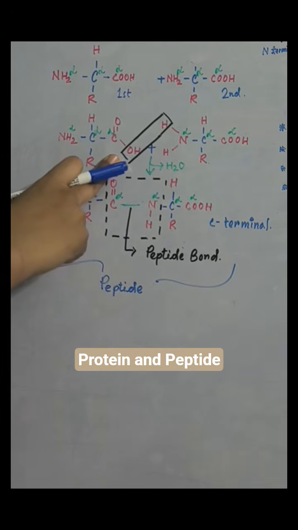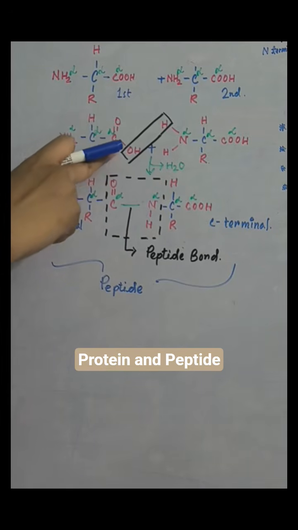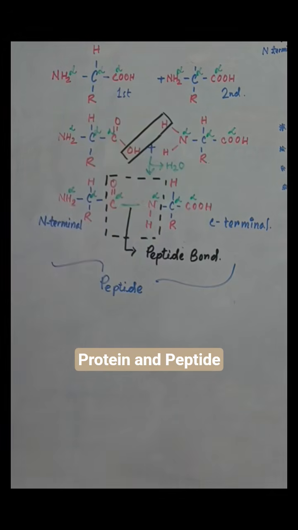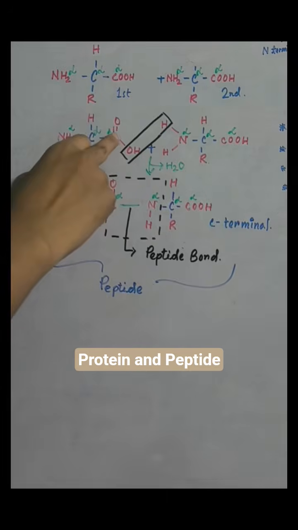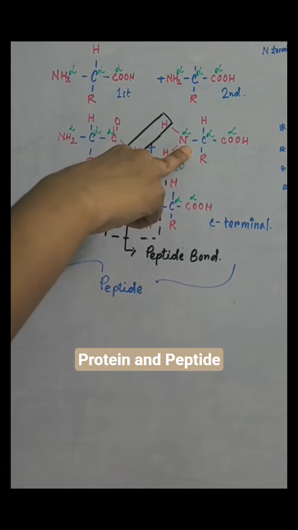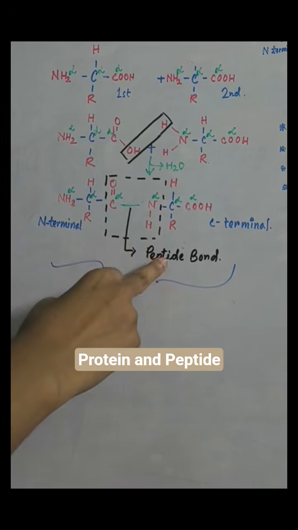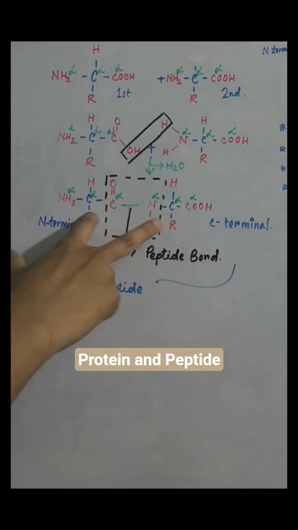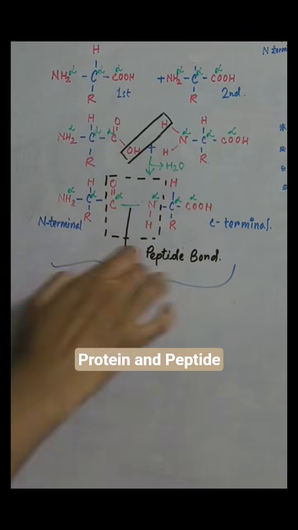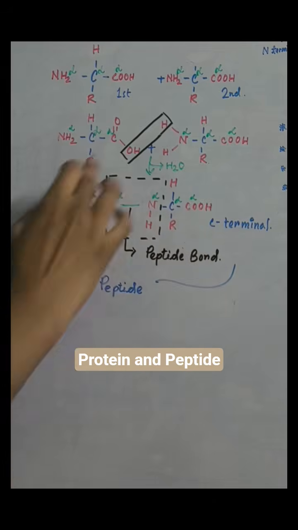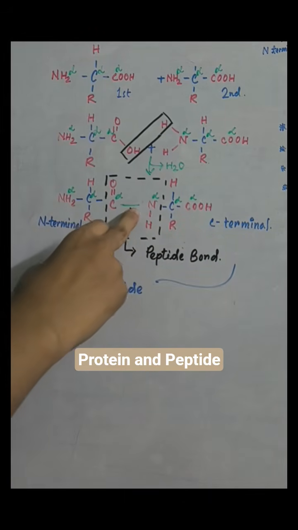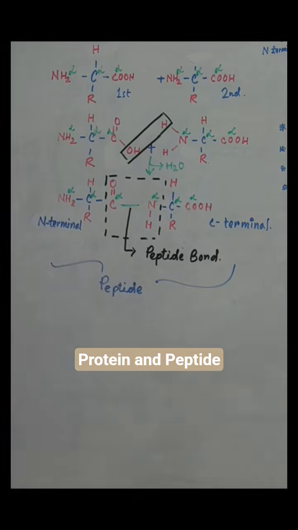Now, here the hydroxyl group of the carboxyl group bonds with the hydrogen atom of the amino group and therefore forms an H2O molecule, which is released. And finally, the carbon of the carboxyl group bonds directly with the nitrogen of the amino group and forms a bond. This bond is called the peptide bond, and therefore these two amino acids are attached and finally form a peptide. So when these two amino acids are attached, this structure is called the peptide. And here the two amino acids are attached by a bond. This bond is called the peptide bond.